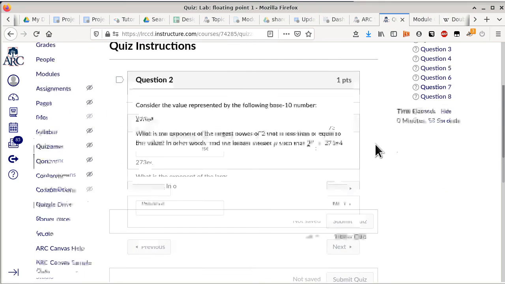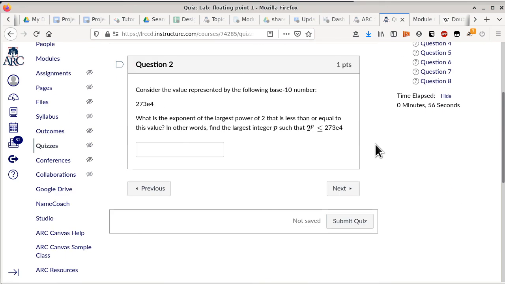Second question. Consider the value represented by the following base 10 number. This time it is 273E4, which is 273, a non-normalized mantissa, times 10 to the power of 4. What is the exponent of the largest power of 2 that is less than or equal to this value? In other words, find the largest p such that 2 to the power of p is less than or equal to 273E4. So how would you answer a question like that without asking me?